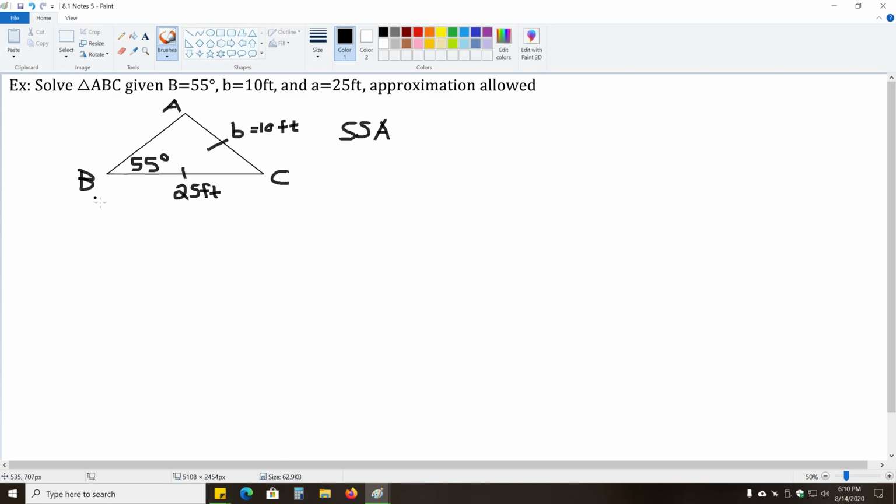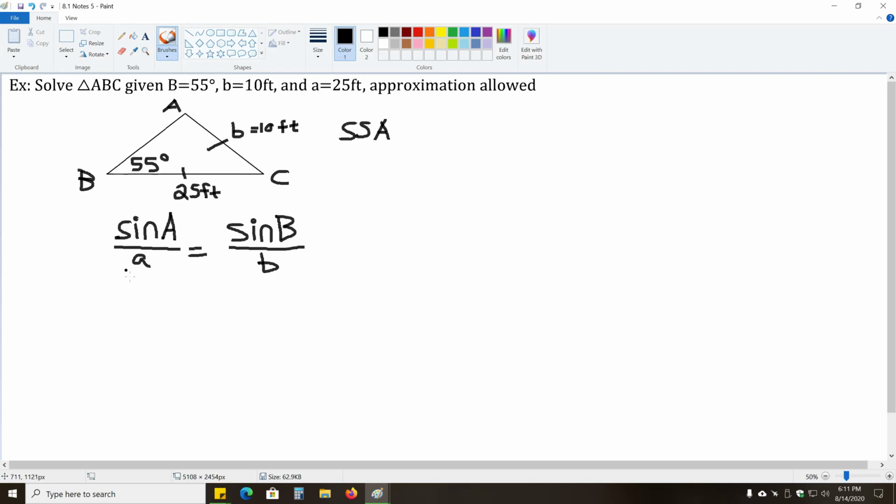So, starting off with this, we need to find our next missing value. In this case, we can't just find one of the angles because we need exactly two of them to find the third. But in this case, we were given angle B and side B, and then side A, which means we can use this to find angle A. We can say sine of A over A equals sine of B over B.